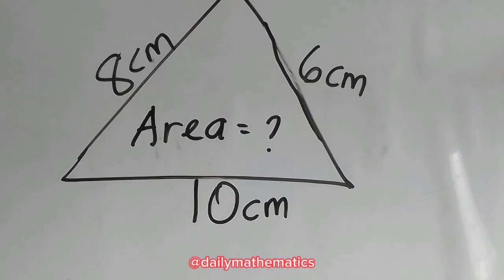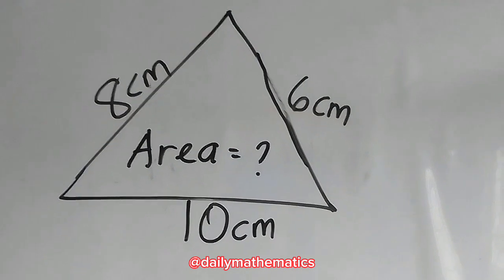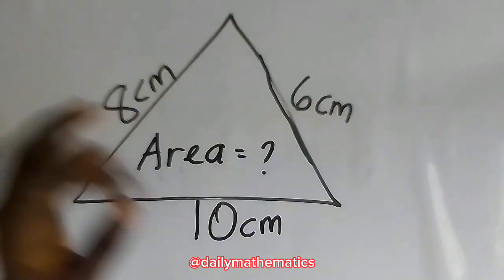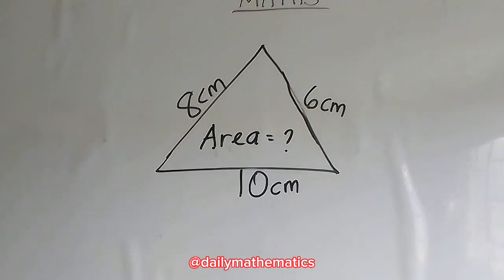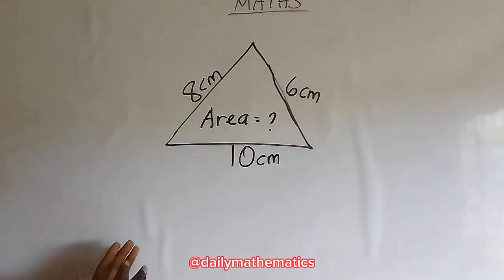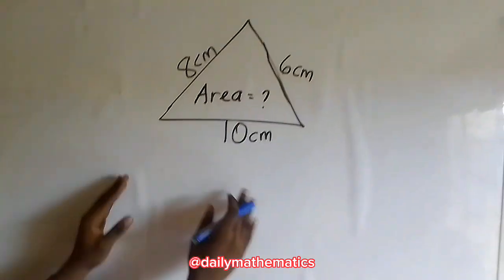Find the area of this triangle. We have a triangle of sides 8 centimeters by 6 centimeters by 10 centimeters. Find the area. Now we're not just going to be using a regular A equals 1/2 base times height. We're going to be using Hero's formula.